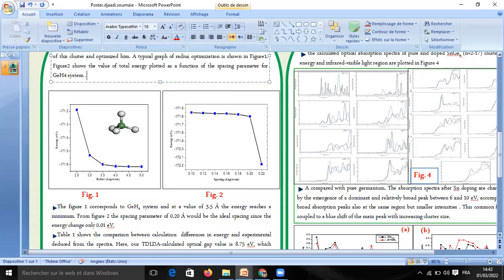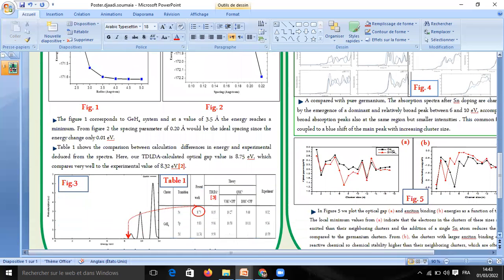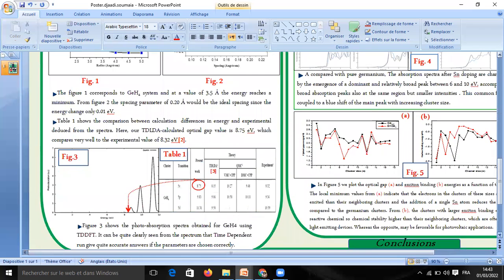From figure 3 and table 1, we can see three peaks of three electronic transitions: 5s, 5p, and 5d. Also, we can see that the optical gap is 8.75 electron volt, which compares very well to the experimental value of 8.32 electron volt.